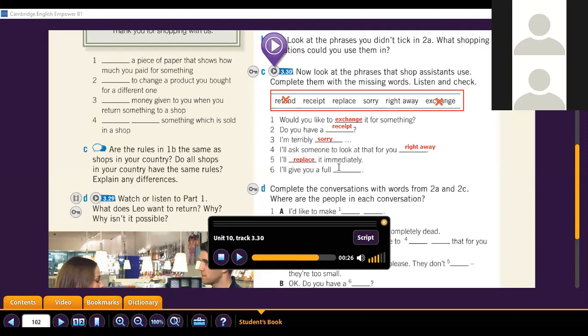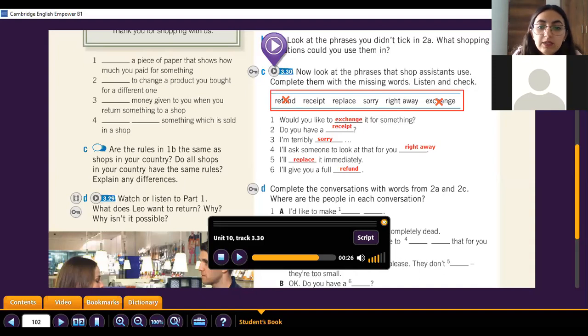And finally, we have, I'll give you a full refund. Sí, le daré un reembolso completo, a full refund. That's right. So these are the options. And in this case, we have new phrases. Sí, ya tenemos aquí un par de nuevas frases adicionales. Al momento de, pues, pedir un reembolso, ¿sí? O que nos cambien algo.